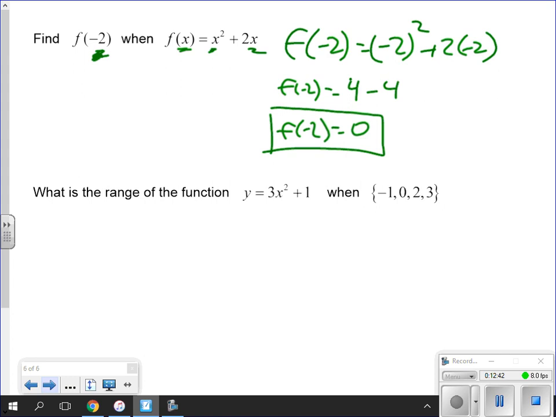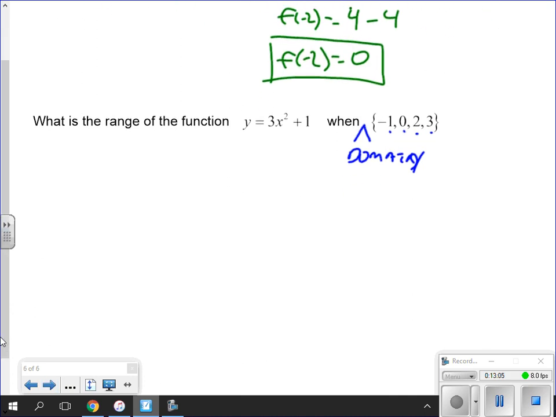Now the next one says, what is the range when your domain is this? And I'm sorry, it's missing the word here. This is the domain. Should be there. What is the range when your domain is that? In other words, when x is -1, x is 0, x is 2, x is 3, what is y? I'm going to come up with a set of answers. So you take each one of those numbers one at a time and plug them in here.